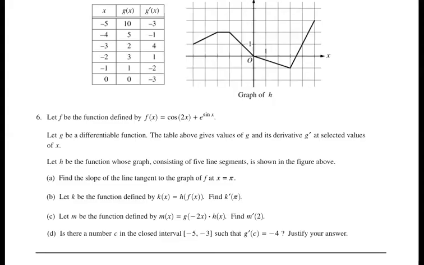Okay, got test 2017 number 6. A lot of information on this page. We got a chart, we got a graph, and we have this function right here. And it says g is differentiable, so we should know that that means g is continuous. Okay, and that's going to be from -5 to 0. Okay, and the table gives values of g and g prime of selected values.